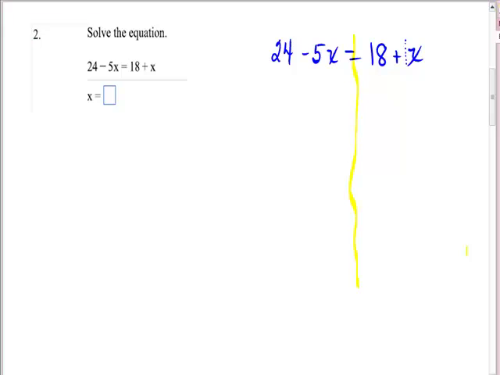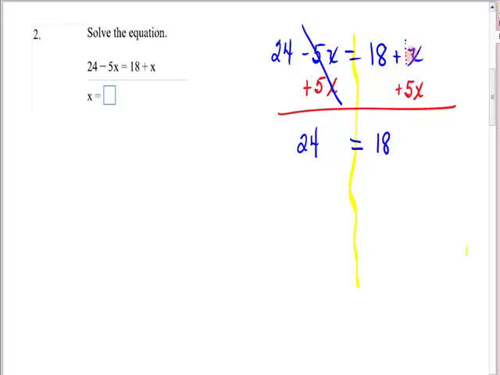If I follow my guideline of getting rid of the smaller, negatives are always smaller than positives. So, although it's not a formal rule, I'm going to add 5x to eliminate that, which means I have to add 5x over here. That gives me 24, those are gone, is equal to, bring down the 18, positive 1 and positive 5x gives me positive 6x.